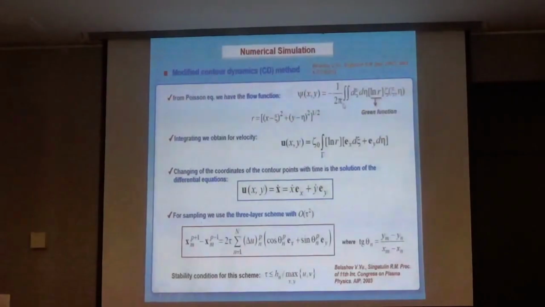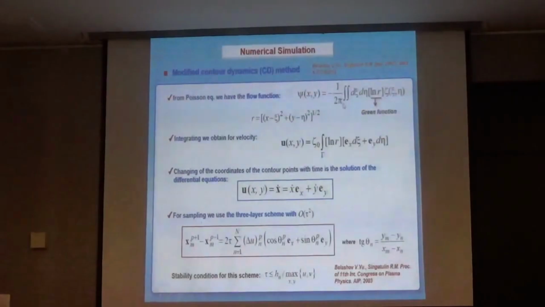Omitting details, let's note only that from the Poisson equation we have the flow function. Here is a Green function. Further integrating, we obtain for velocity this equation. Changing all the coordinates of the contour points with time is the solution of these differential equations.